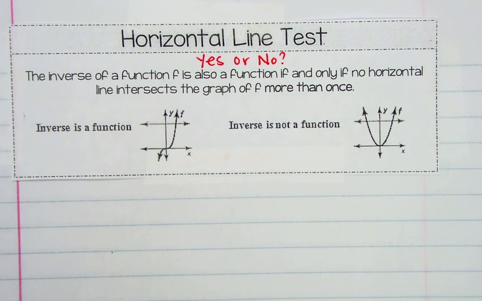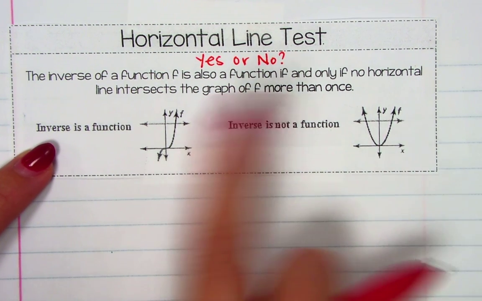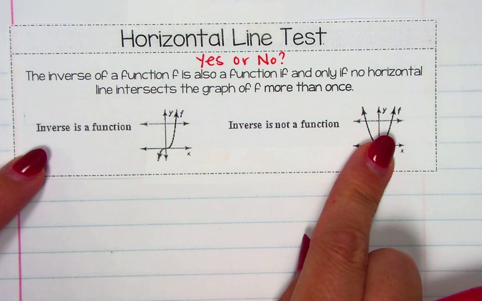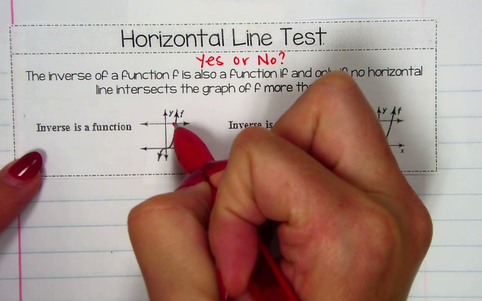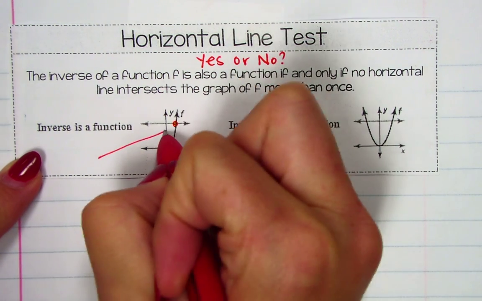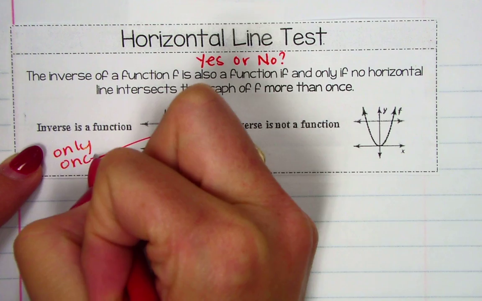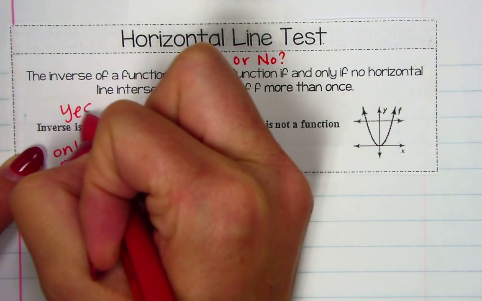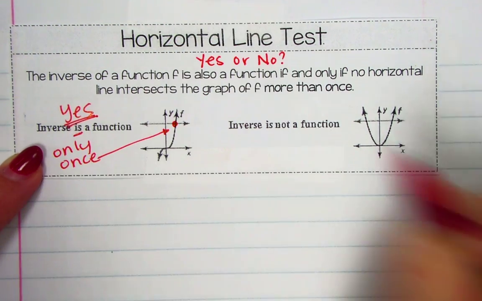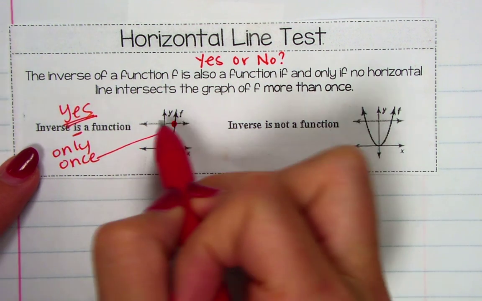Right, you draw a horizontal line across the graph, okay? That's like this, like this. Okay, there's two examples right here. If the horizontal line crosses only one place on your graph, only once, then yes. It is a function. Okay, it only crossed one time. This is the horizontal line right here.